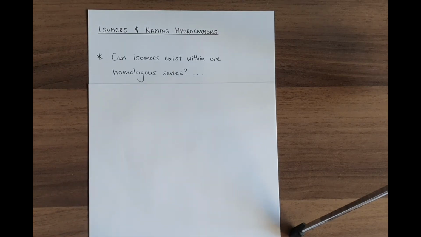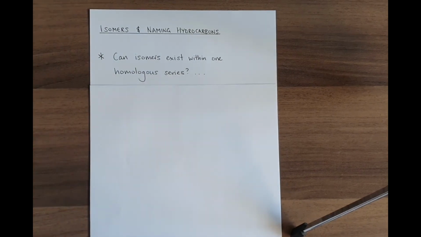So we're going to talk about isomers, but we're mainly going to look at how we name different hydrocarbons that are a little bit more complex than the ones we've seen already, because they have kind of extra bits added on. So the question we really want to focus on here is, can isomers exist within one homologous series? So do I need to go between different homologous series, or can I choose one, for example the alkanes, and find isomers within that homologous series on its own?